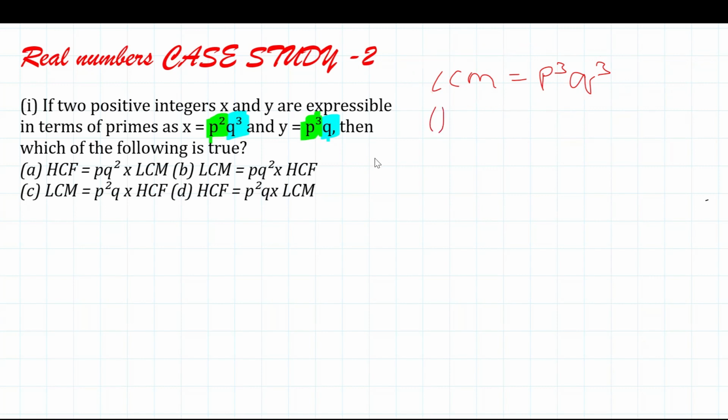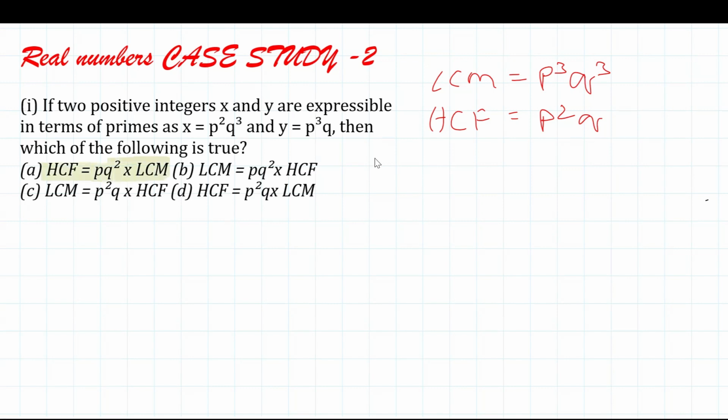Now, for finding the HCF, we look for the highest common factor. That means it has to be common. So from p square and p cube, what is common? p square is common. And likewise, between q cube and q, what is common? q is common. Now, we can see the options and decide which of them is correct.